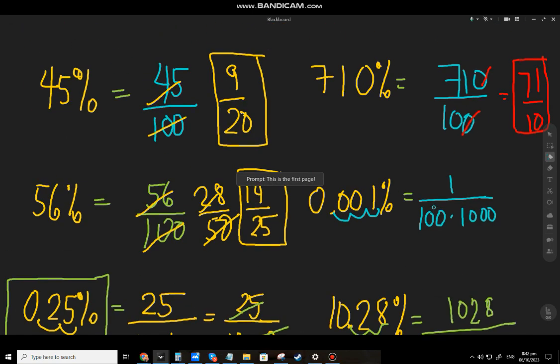And that's the end of the lesson on how to convert percent to fractions. If you have any questions or need clarifications, please feel free to ask or just comment down. I'll do my best as soon as possible to answer your inquiries or questions.